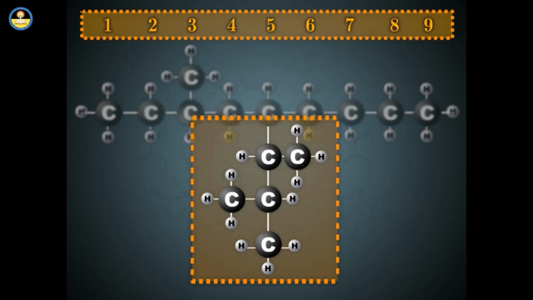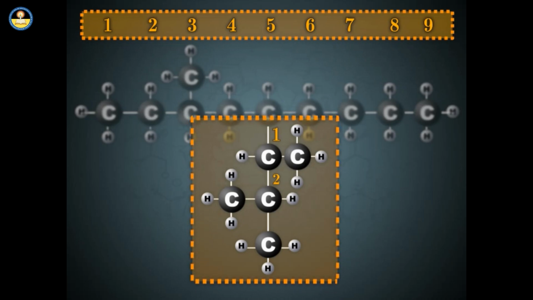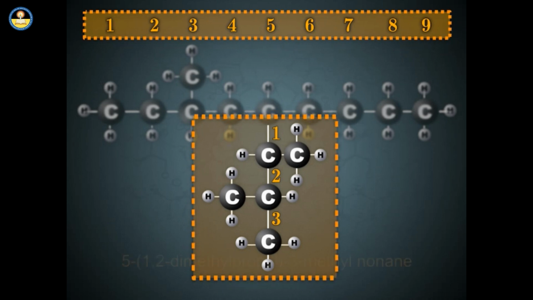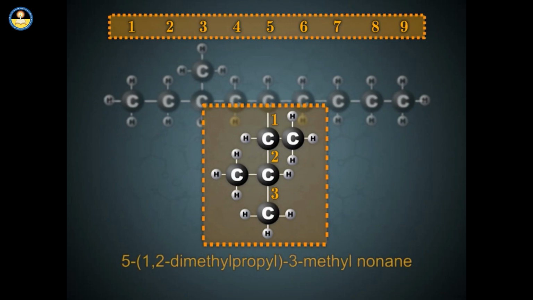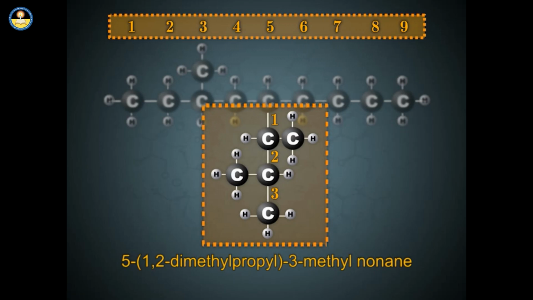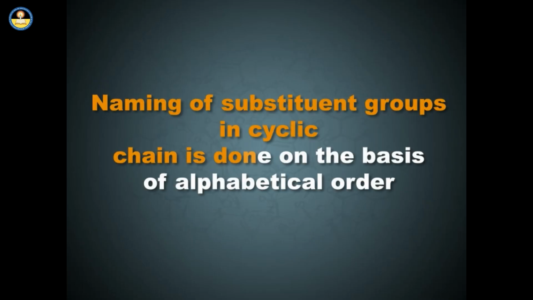HC5 is a complex side chain. Its numbering is also shown as 1, 2, 3. It's named as a propyl group. Overall, the compound can be named as 5-(1,2-dimethylpropyl)-3-methylnonene. Naming of substituent groups in a cyclic chain is done on the basis of alphabetical order.